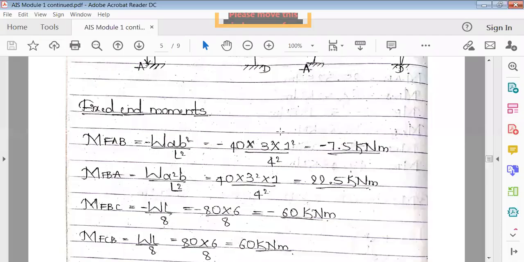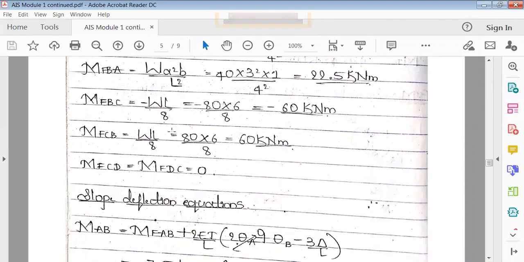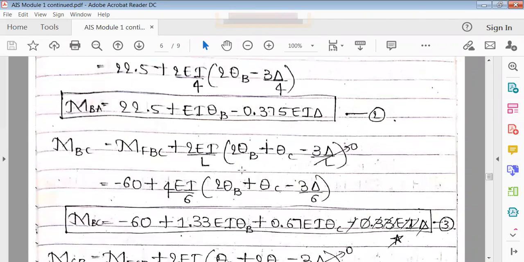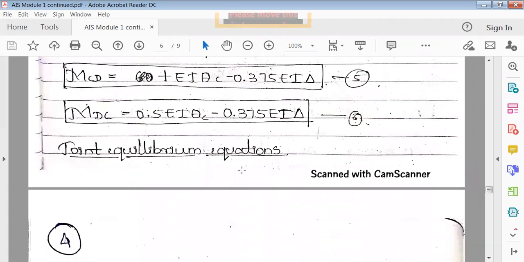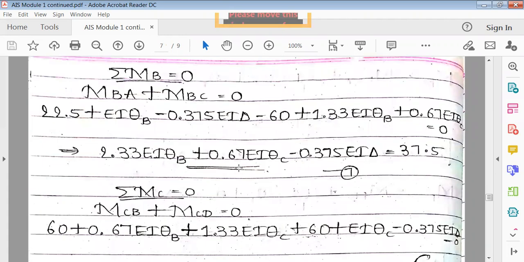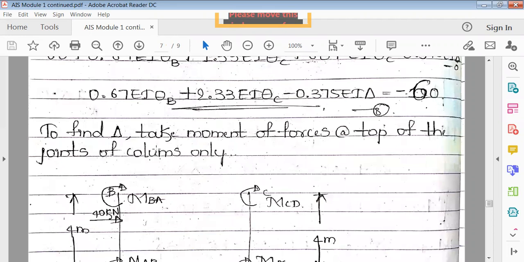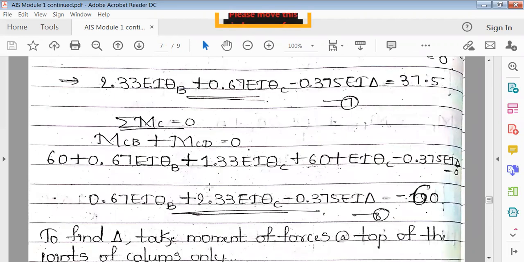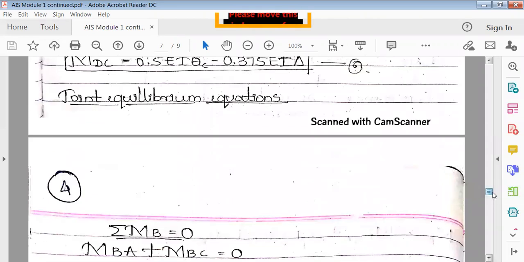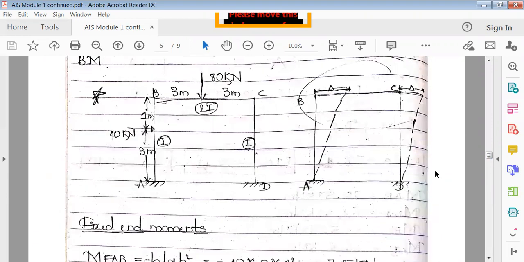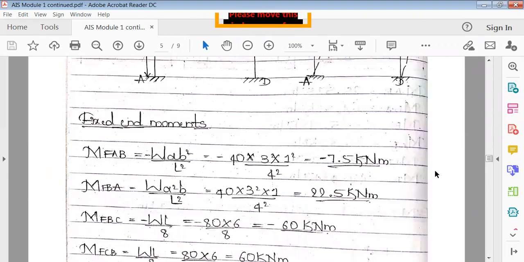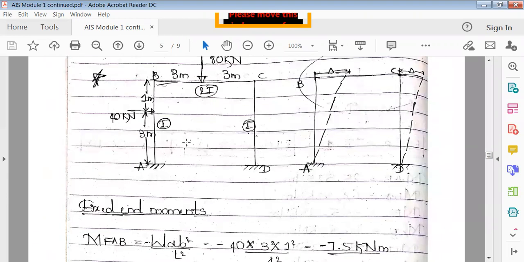Then as usual, all the steps will be carried out. That is, first is fixed end moments, then finding all the slope deflection equations, then joint equilibrium equations, and in addition to this, taking the delta value here. And then substituting the final moments. So first is the fixed end moments, joint AB.